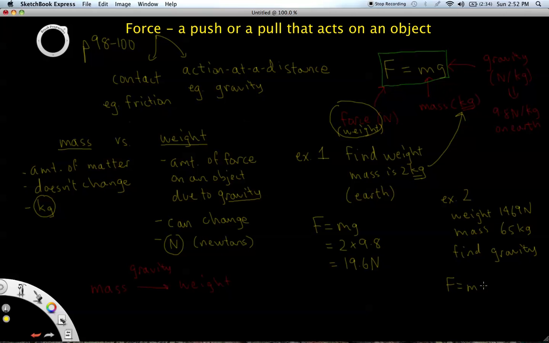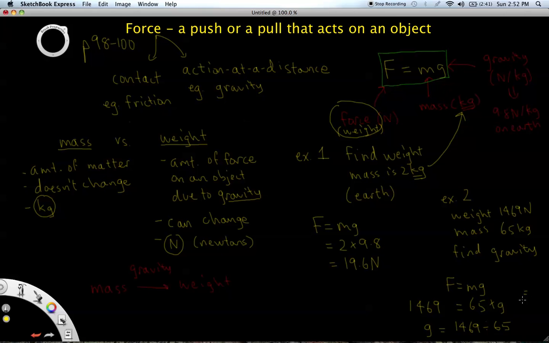So F equals mg, the formula we have. Do I know the force or the weight? Yeah, I do. It's 1469. Do I know the mass of it? Yep, I do. 65 kilograms. Do I know the gravity? No, I don't. So to find the gravity, a little bit of algebra. I'm going to move this over, so 65 is going to come over on this side. So I have 1469 divided by 65.